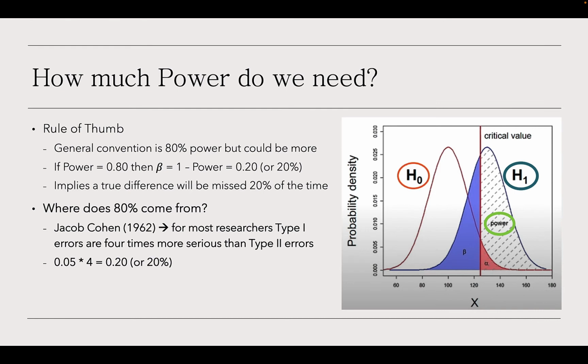Jacob Cohen, all the way back in 1962, wrote a manuscript saying that for most researchers, type 1 errors are 4 times more serious than type 2 errors. And that is where we get 20%, because we take our standard alpha of 0.05, we multiply it by 4, and we get this somewhat arbitrary beta of 20%.